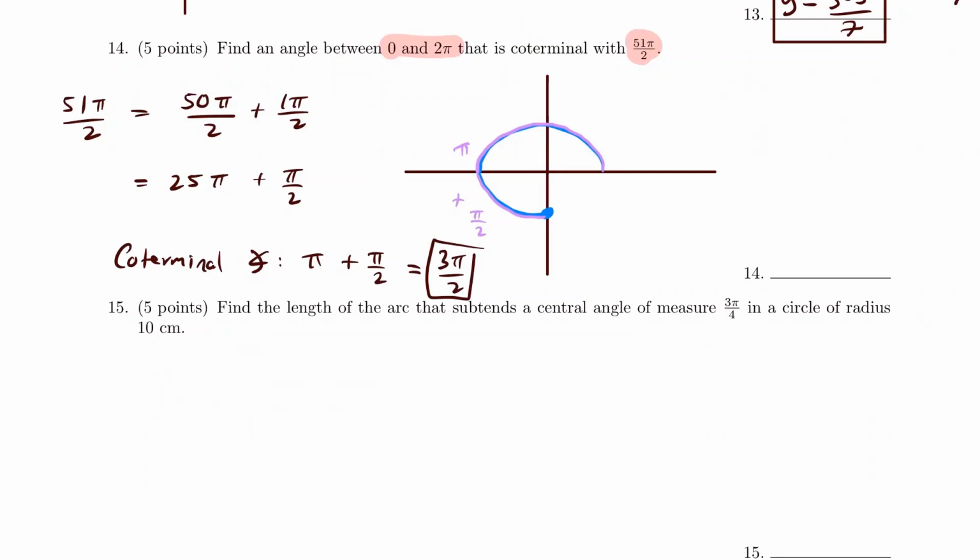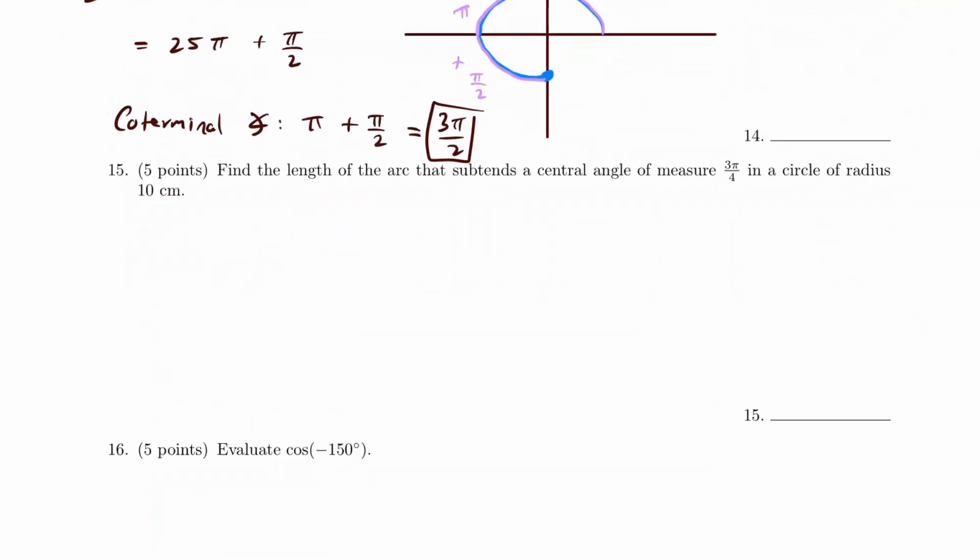Okay, now for number 15, we want to find the length of the arc that subtends the central angle of 3 pi over 4 in a circle of radius 10 centimeters. Let's draw a picture. So here's our picture. Let's suppose this is the circle, and let's suppose this is the angle. So this is 3 pi over 4, and we know that the radius is 10 centimeters. Let's call this 10. We want to know what is the length of this arc right here. That's what we're going to look for.